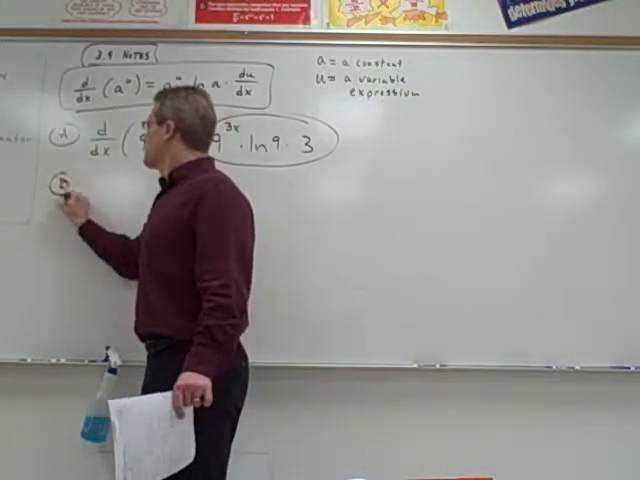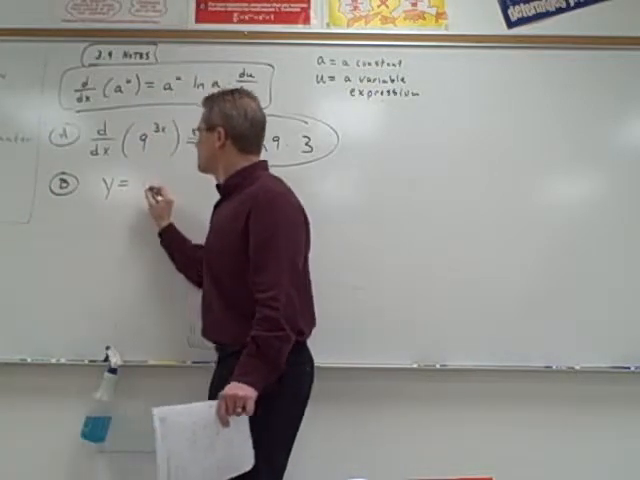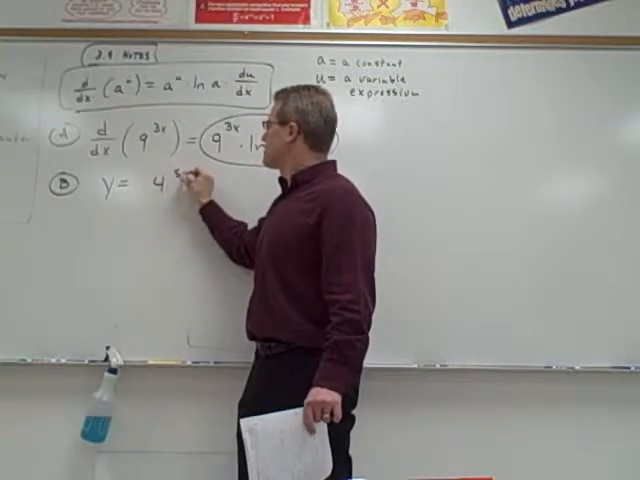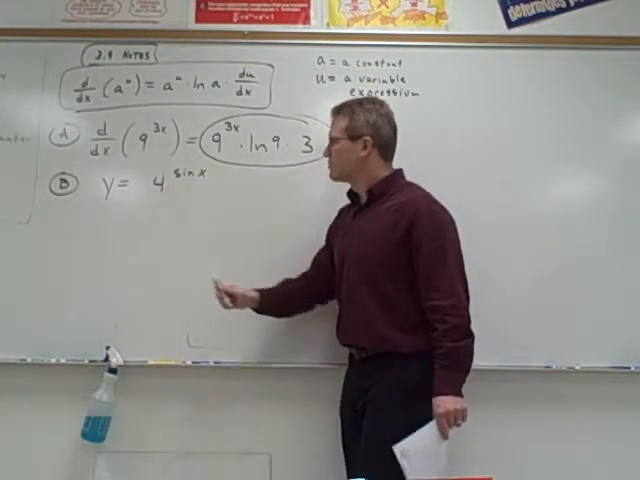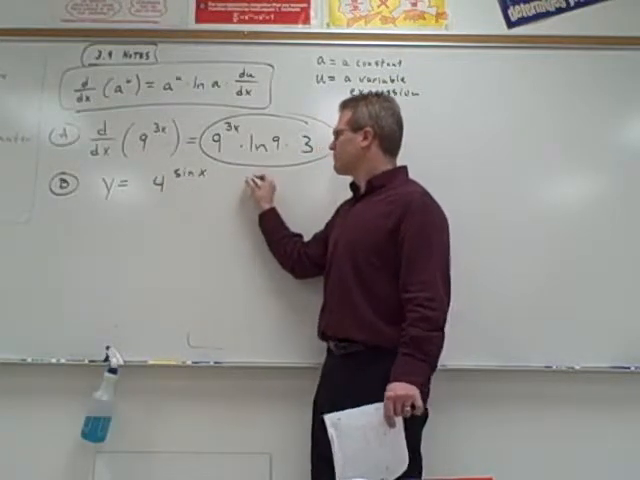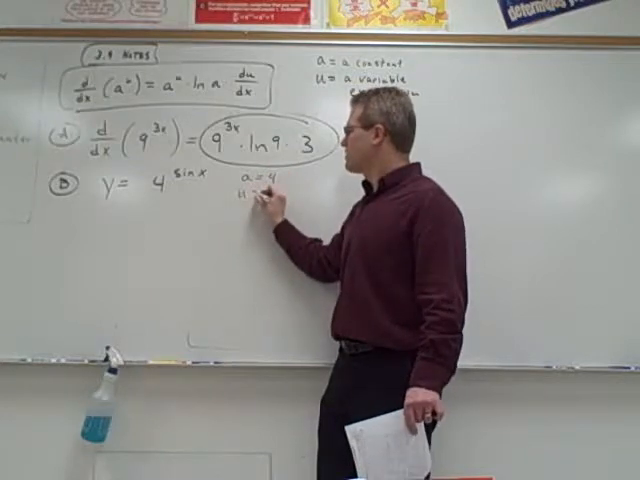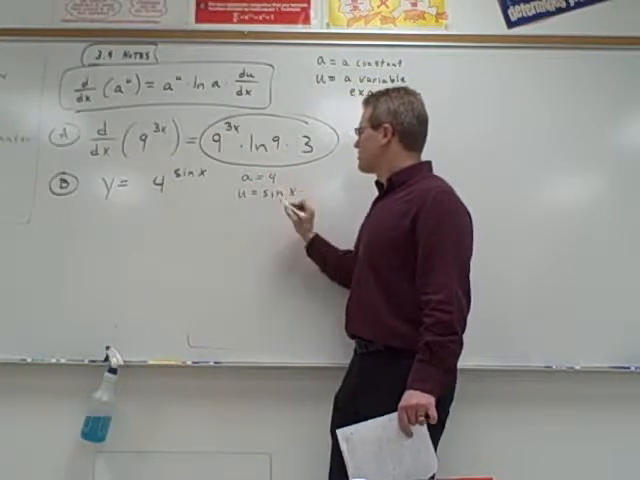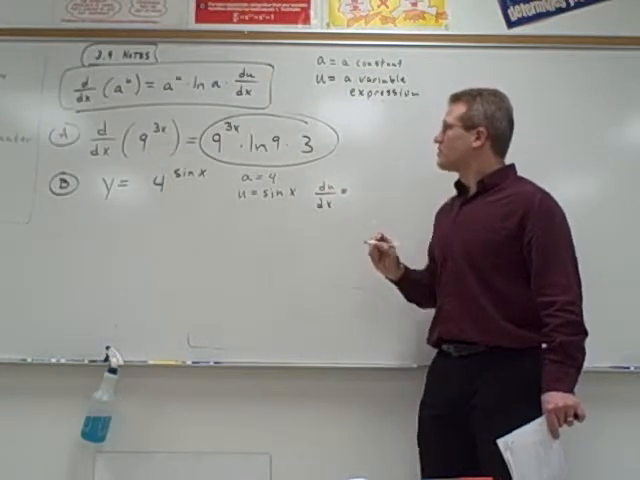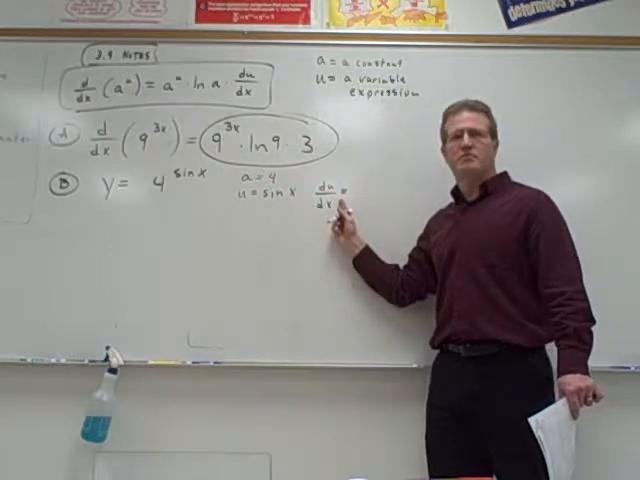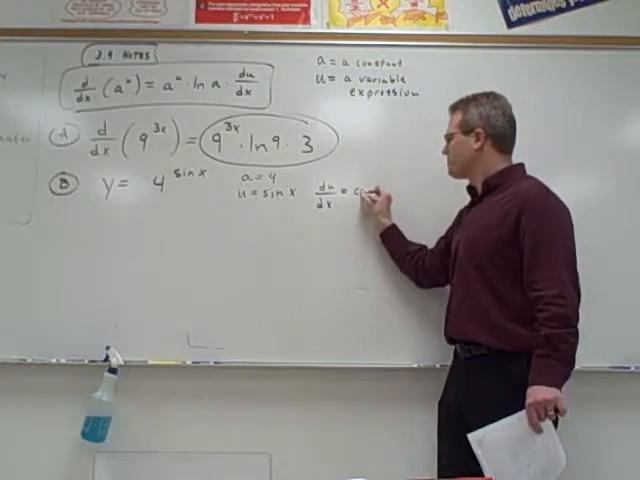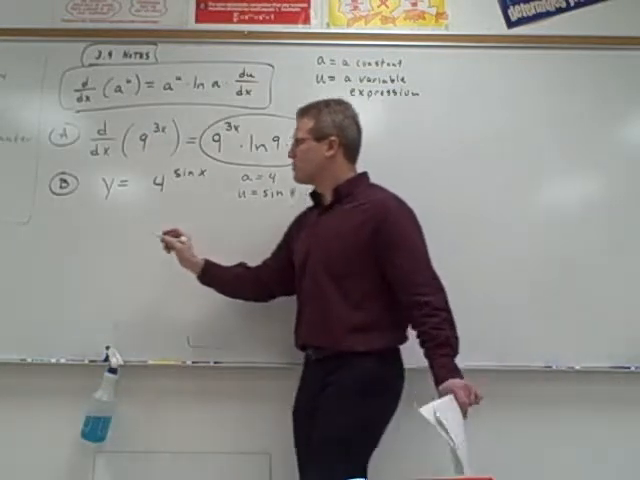Let's do one that looks a little bit different this time. Let's say y equals 4 to the sine of x power. So my a is 4, my u is sine of x. A equals 4, u equals sine of x. So what's my du over dx going to equal? Right here in the formula, what's that going to equal? I'm just saying, what's the derivative of sine? Cosine. Okay, now we'll get to what you were going to tell me. You were going to tell me the answer.